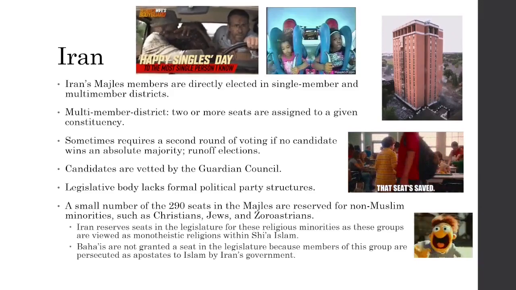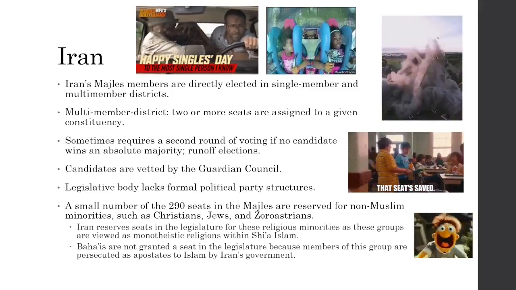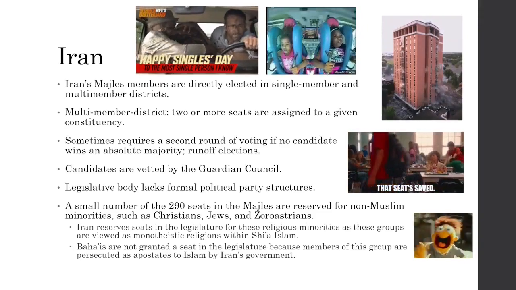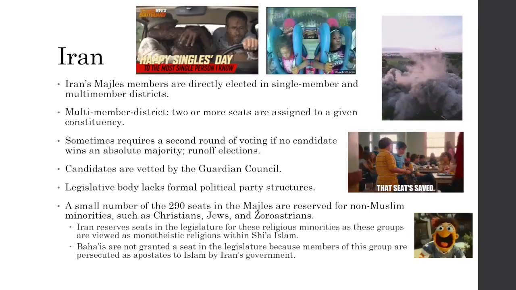Baha'is, I don't even know how you say that, are not granted a seat in the legislature because members of this group are prosecuted as apostates to Islam by the Iranian government. So if you are seen as a threat to Islam, like this religious group, you will not get any seats.